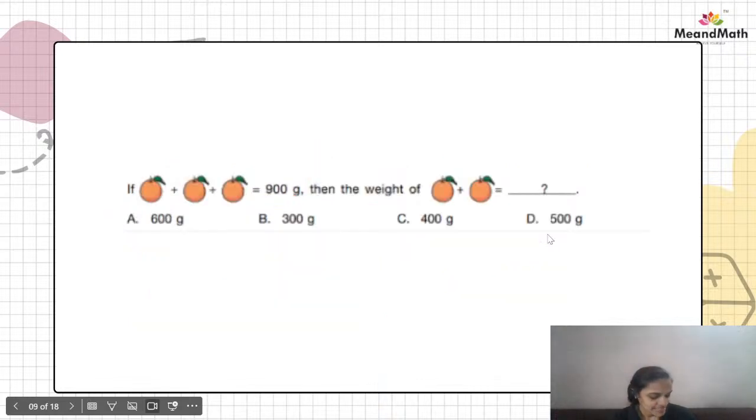All right. Let's move on to question number 2, which says if we have 3 oranges, so 1 plus 1 plus 1 is equal to 900 grams, then the weight of 2 oranges will be how much? The weight of 3 oranges is 900 grams. What will be the weight of 2 oranges? This is also pretty easy. So I'm waiting for you, Trijal, to calculate and let me know.